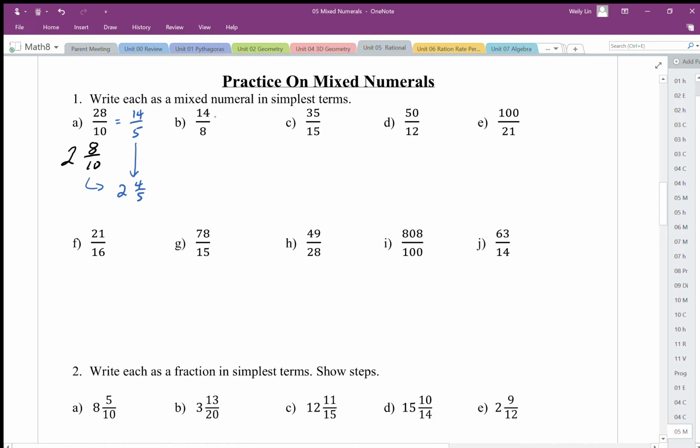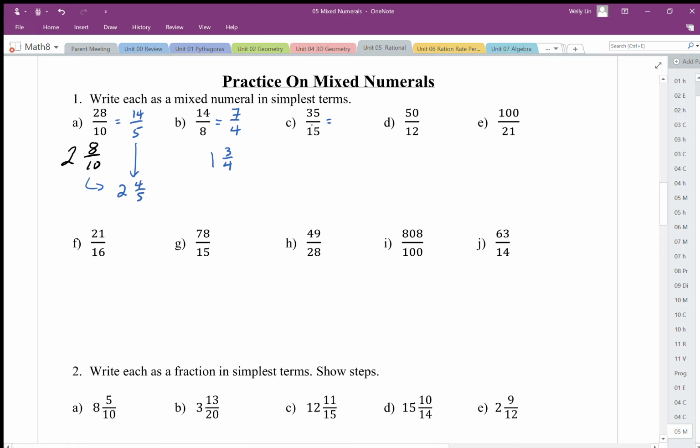So we'll do the same thing here. We're going to reduce the fraction first. So 7 over 4. And then 4 goes into 7 once with 3 left over. So we have 3 1/4 pieces left over. So 1 whole piece plus 3 1/4 pieces left over.